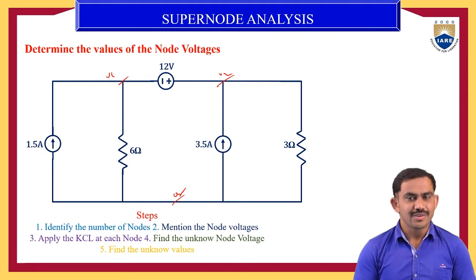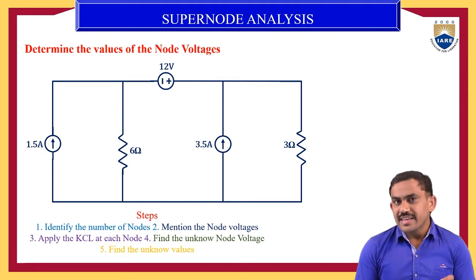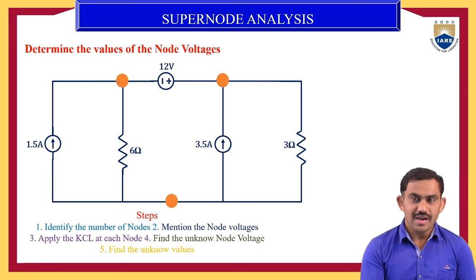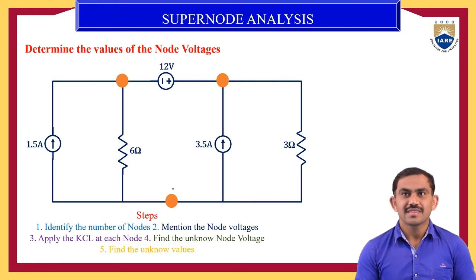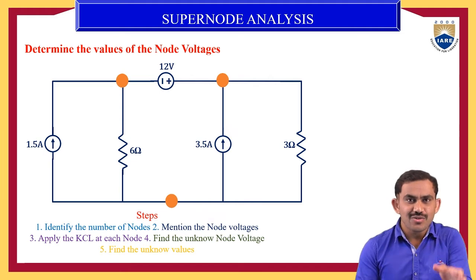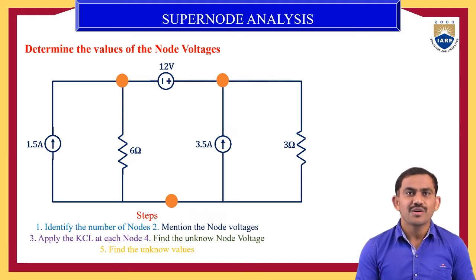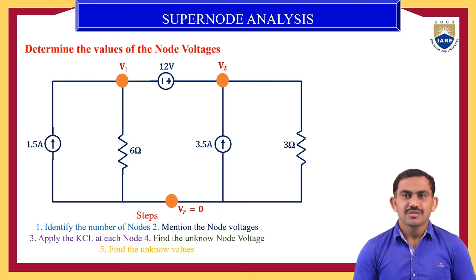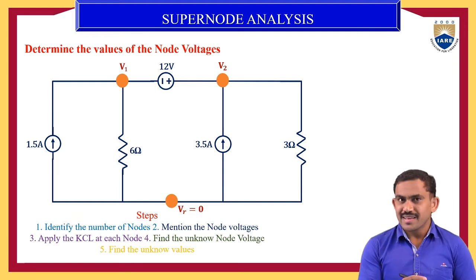So we'll move one by one. What is your first step? Identify the number of nodes. So how many nodes we have? 3 nodes: 1, 2, 3. Then mention the node voltages. How many node voltages we have? V1, V2 as well as VR. VR is the reference node voltage, that is 0. Now apply the KCL rule.